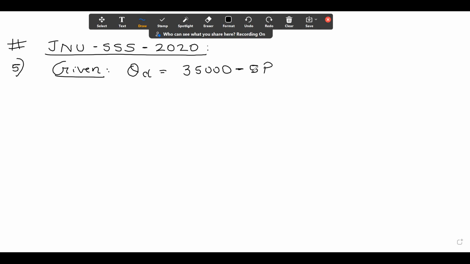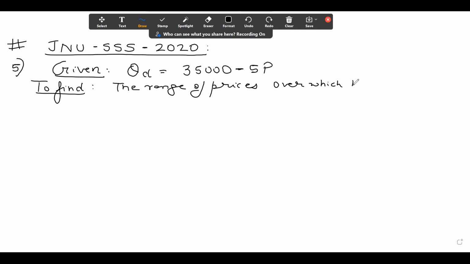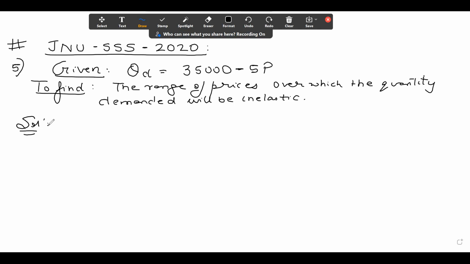And the question is asking us to find the range of prices over which the quantity demanded will be inelastic. We need to find out over what range of prices the quantity demanded is inelastic. So let's quickly solve. First of all, students should know the formula for elasticity of demand.